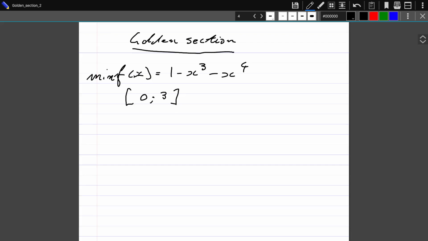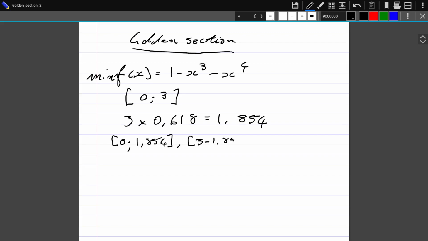Now we see the original interval has length 3, so we are going to use 3 times 1 over the golden ratio to give our interval lengths. Now this gives us a length of 1.854, which means our first interval is going to be from 0 to 1.854, and the second interval is going to be from 3 minus 1.854, which is 1.146, and it's going to go up to 3.